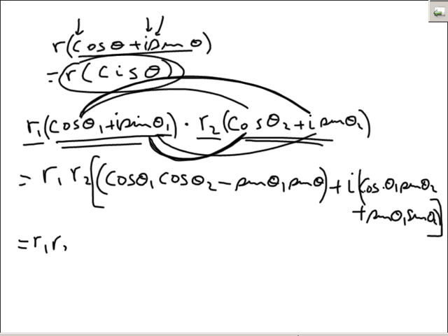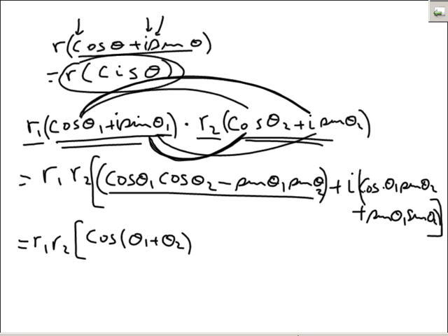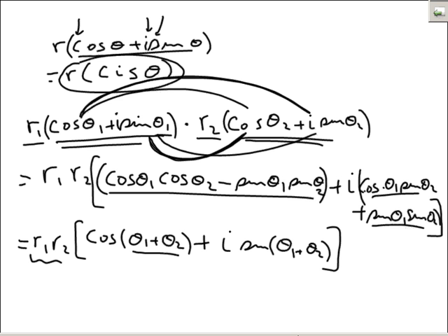So we get R1, R2. Now, this here is cosine theta 1 plus theta 2. And amazingly enough, what's in the second bracket is sine theta 1 plus theta 2. Go back and look at your sum rules, you'll see it. Okay, so basically, when you multiply two of these, it's very smooth. You multiply the two r's, and then you take the cosine of the sum of the angles plus i times sine of the sum of the angles.